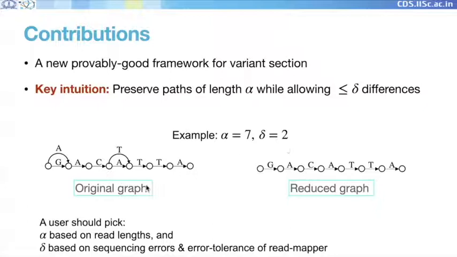In practice, alpha can be picked based on the read length. For example, for short reads, alpha is expected to be small, and for long reads, alpha is expected to be a large value. Similarly, delta is determined based on the sequencing error rate and the error tolerance of read to graph mapping algorithms.